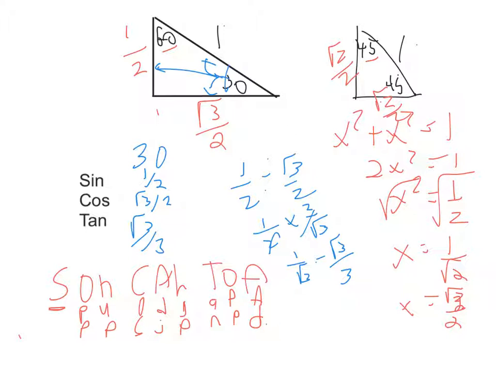Oh, that looks terrible. But what happens at 60? Well, now we're looking at this angle, so things are going to change, right? My opposite is now root 3 over 2. Well, my hypotenuse stays at 1, so I'm going to get root 3 over 2. And my adjacent is now going to be a half, and my tangent is root 3 over 1/2, or just root 3. Okay.